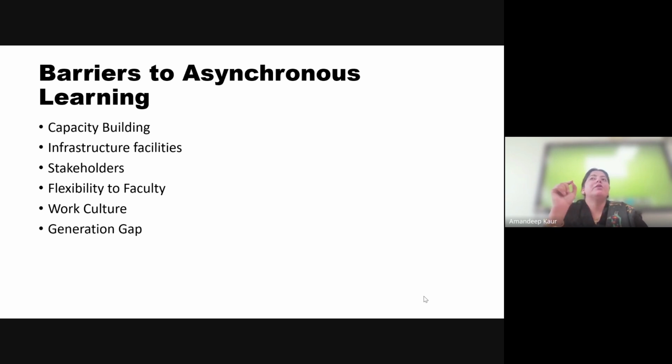So in terms of work timing, what kind of flexibility is provided to that particular faculty also needs to be thought of by the department. Work culture, what kind of work culture is there in the department? Are you working as a team? Are you working as an individual faculty in a synchronous learning environment? And yes, generation gap also plays an important role. Why are we talking about generation gap?